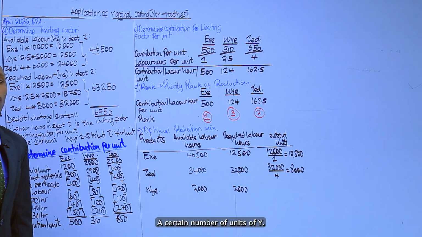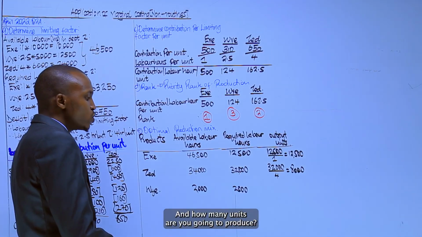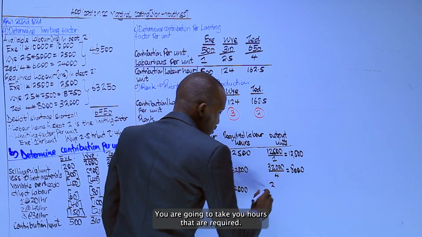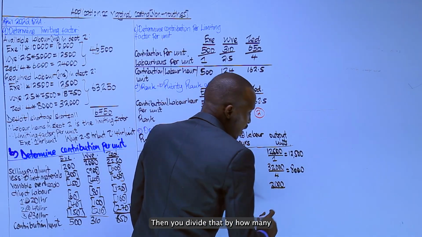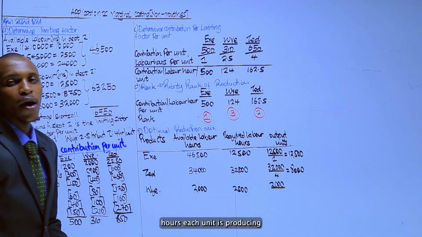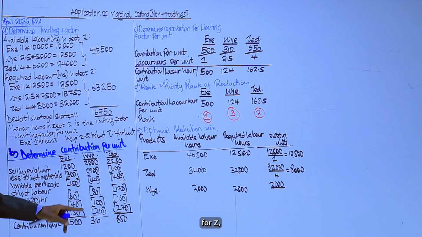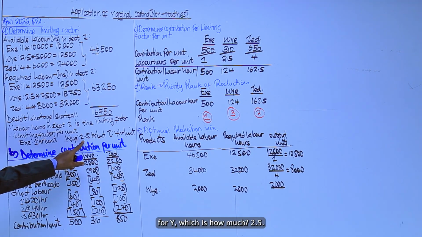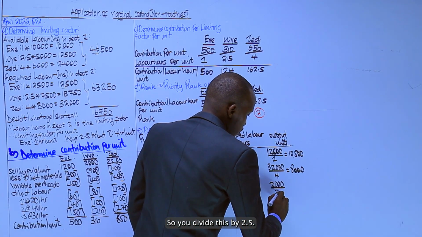And these 2,000 labor hours are the ones you're going to use to produce a certain number of units of Y. How many units are you going to produce? You're going to take your required hours, 2,000 hours, then divide that by how many hours each unit takes for Y, which is 2.5. So you divide this by 2.5.